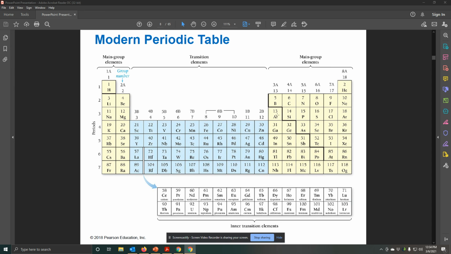Now everything that's touching this staircase, those are what we call our metalloids. Metalloids, so aluminum, silicon, everything that's touching the staircase. Metalloids have characteristics of both metals and nonmetals. And so that's how they are different.